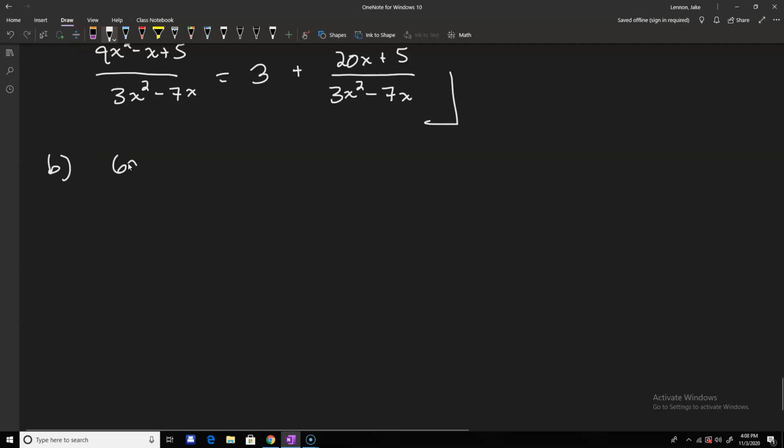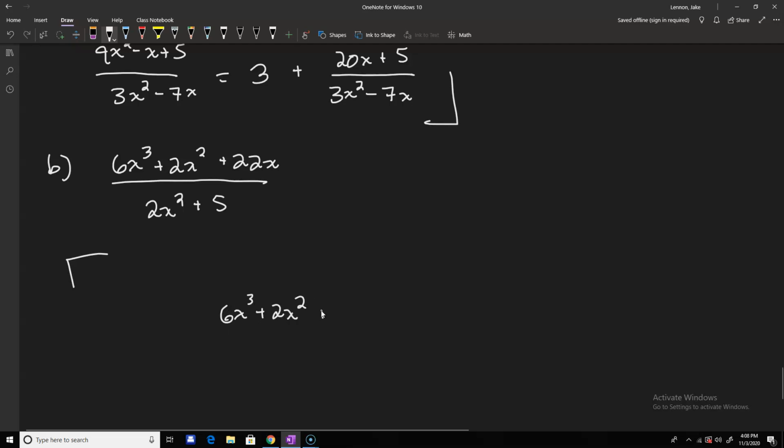So let's say we have 6x cubed plus 2x squared plus 22x, and we're dividing by 2x squared plus 5. This one's a little interesting because we're missing the x term in the middle here, and we don't have a constant term on top, so we need to account for both of those things. So it kind of depends how you like to write it. Again, I'm going to write 6x cubed plus 2x squared plus 22x plus 0.